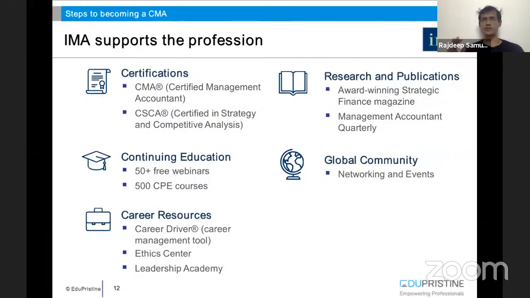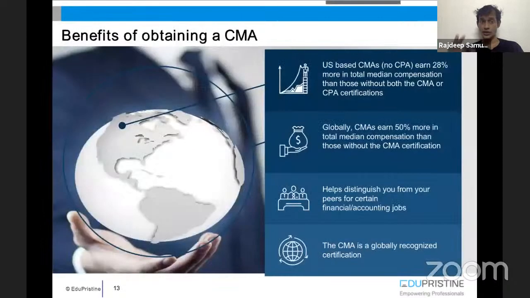So the IMA Institute supports the profession in terms of certification. We give you CMA certification, which allows you to get jobs in a management accountant role. We also provide a lot of research and publications for continuing education. Once you clear the exam, you'll get webinars, CPE courses, and other things that allow you to keep yourself updated with ongoing changes and abreast with knowledge in the CMA field. Career resources, global, all of this is available on the website once you clear the exams.